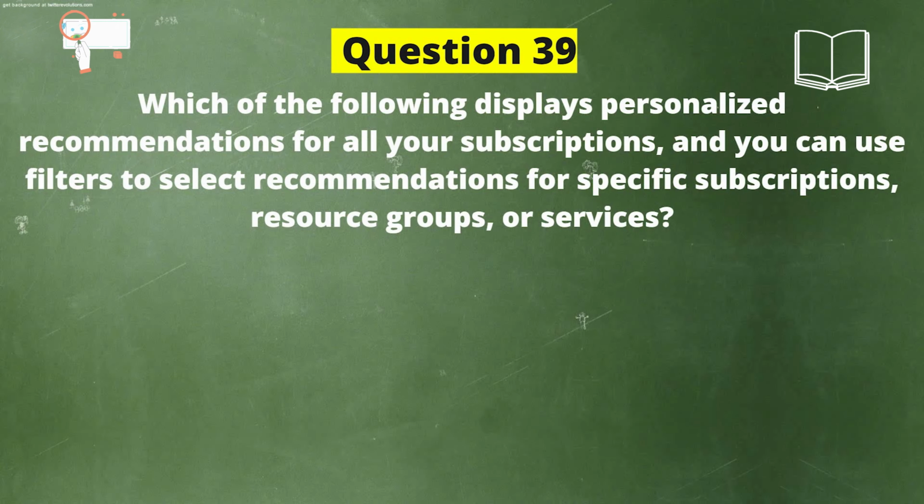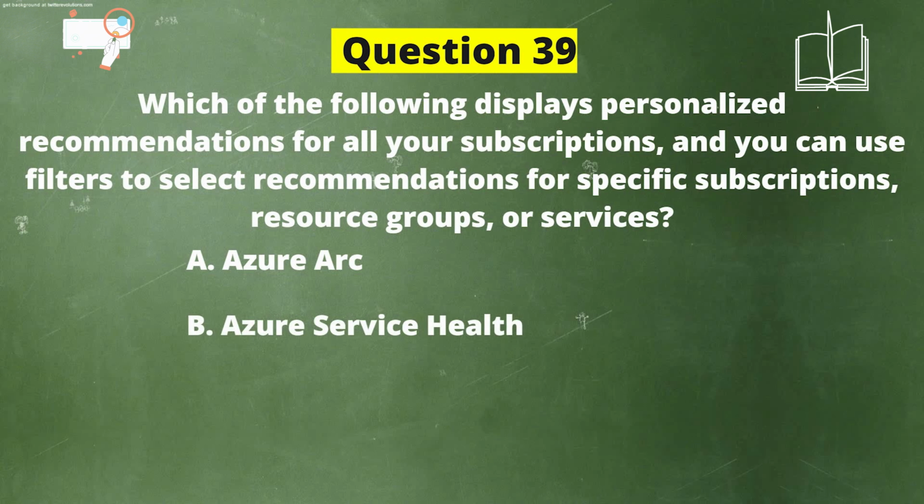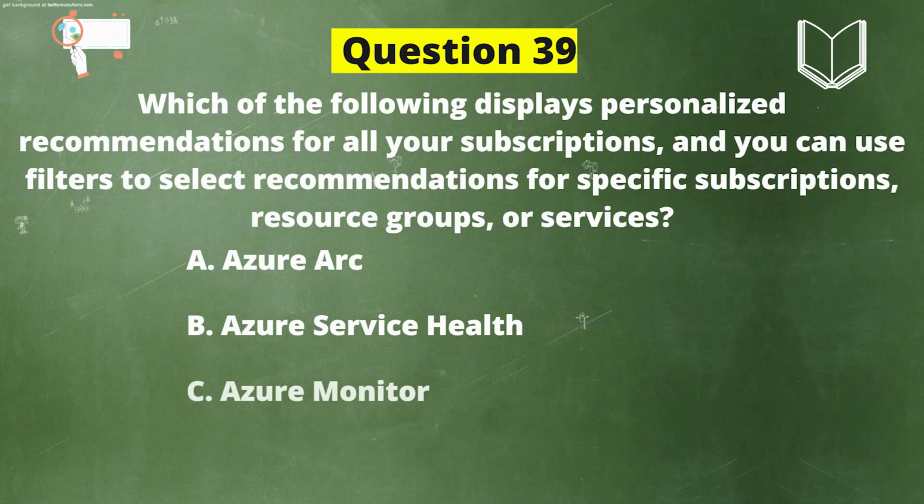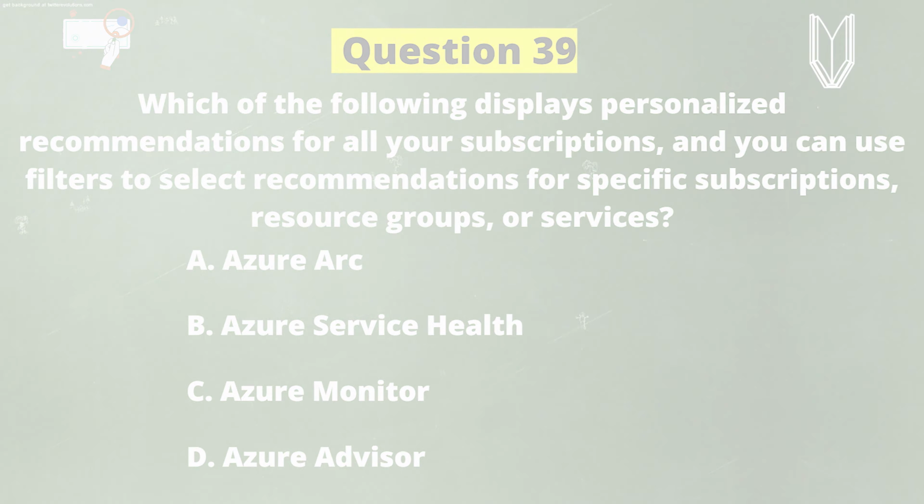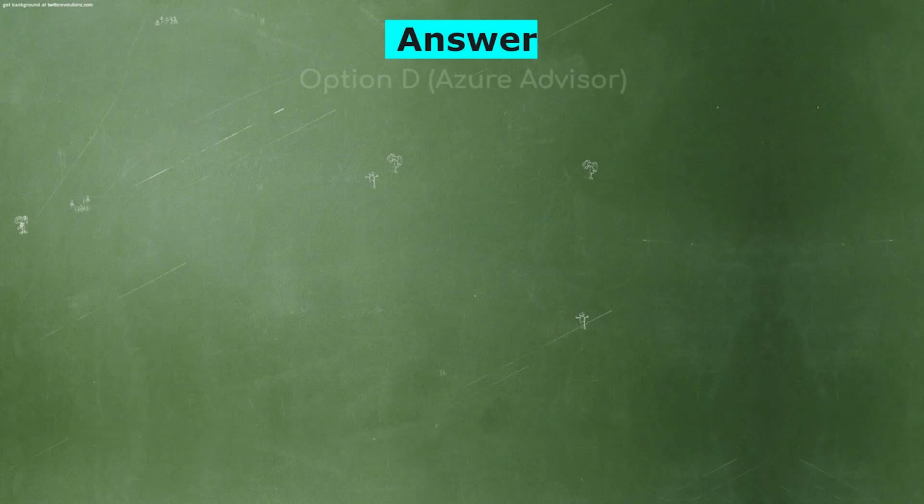Next question. Which of the following displays personalized recommendations for all your subscriptions? And you can use filters to select recommendations for specific subscriptions, resource groups, or services. Option A, Azure Arc. Option B, Azure Service Health. Option C, Azure Monitor. Option D, Azure Advisor. And the correct answer is option D, Azure Advisor.